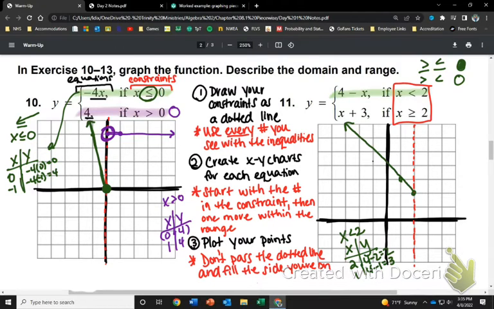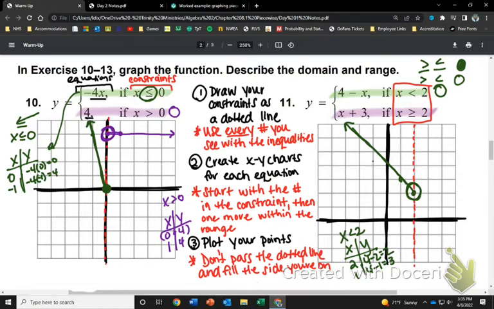Okay, and then now I'm going to double check what type of dot it is. It does not have that equal to portion, so it's going to be an open dot. So I'm just going to make it super obvious. This is an open dot. Okay. Now I'm ready for my second equation, x plus 3, if x is greater than or equal to 2.